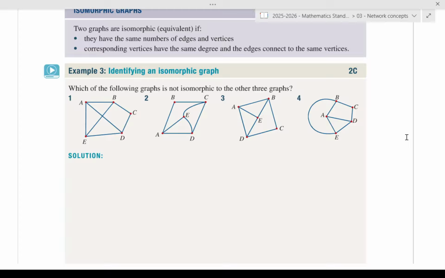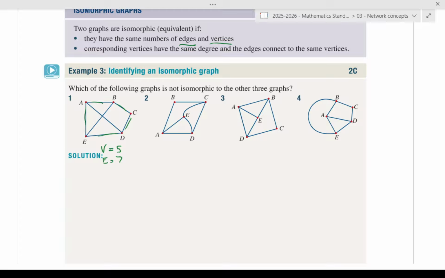So let's work with the same thing. Let's start off with how many edges and vertices they have. So let's start off with 1. It has 1, 2, 3, 4, 5 vertices. So I'll just put V equals 5. And edges, we've got 1, 2, 3, 4, 5, 6, 7. Remember, they are long ones because there's no vertex in the middle. So there's 7 of them. All right, cool.